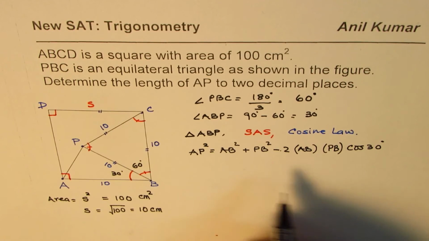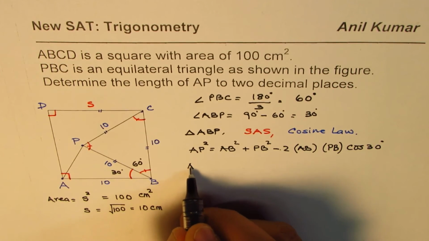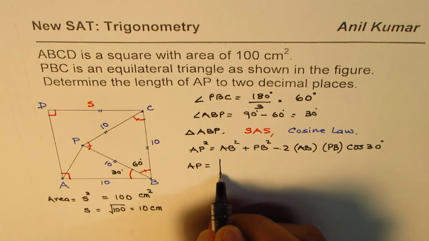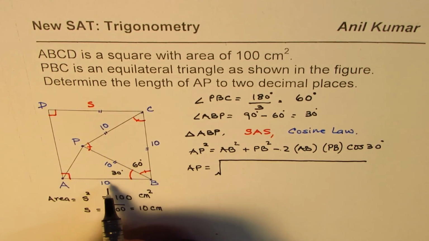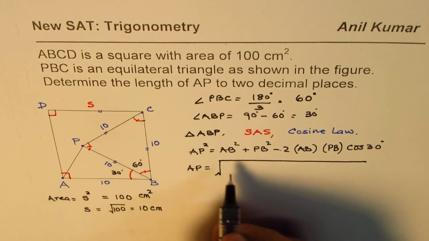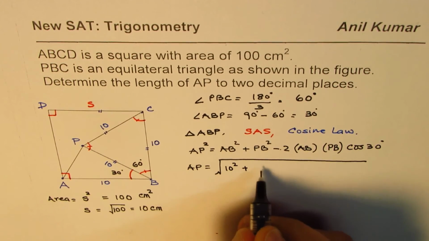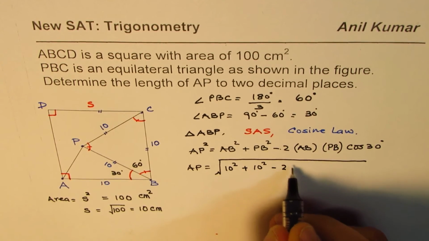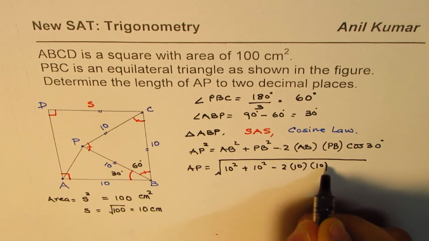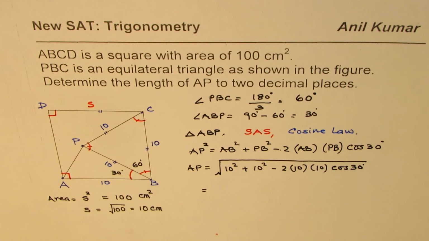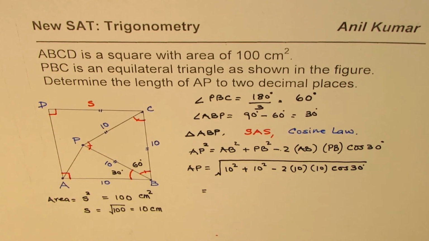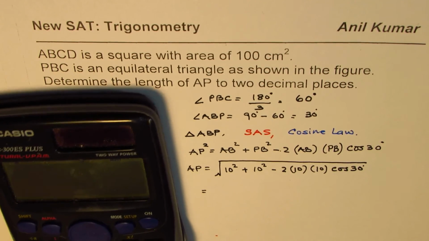Right. Now in this case, we could say AP is equals to square root of all this, right? Square root of all this. We are given the values AB and PB are 10 each, so we'll write 10 square plus 10 square minus 2 times 10 times 10 cos of 30 degrees. Is that okay? And now we can use the calculator. Now this is a difficult question in which the calculator will be allowed to you. So let's use the calculator and find the answer.